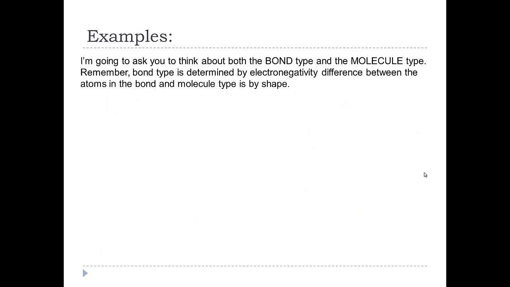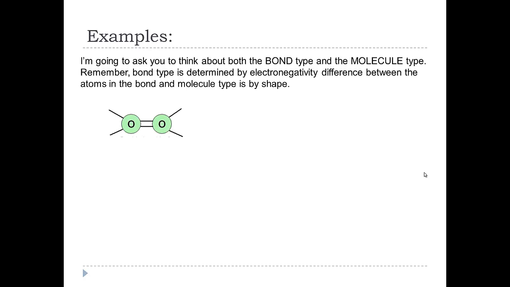So here we have some examples to practice determining whether a molecule is polar or nonpolar. I'm going to ask you to think about both the bond type and the molecule type for these examples. Remember, bond type is determined by the electronegativity difference between the atoms in the bond, and the molecule type is determined by its shape, whether it's symmetrical or asymmetrical.